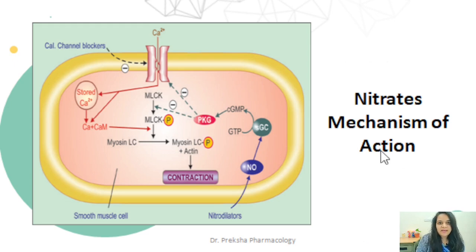Now coming to the mechanism of action of nitrates. Nitrates cause release of nitric oxide from the endothelium, and this results in activation of guanylyl cyclase. This increases cyclic GMP, which causes dephosphorylation of myosin light chain kinase. So myosin-actin interaction fails to occur, and ultimately it brings about smooth muscle relaxation. This way nitrate relieves the pain in stable angina.